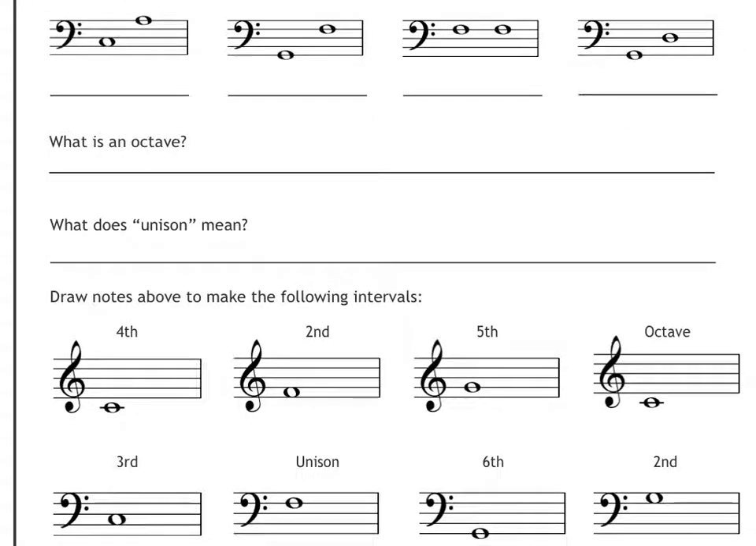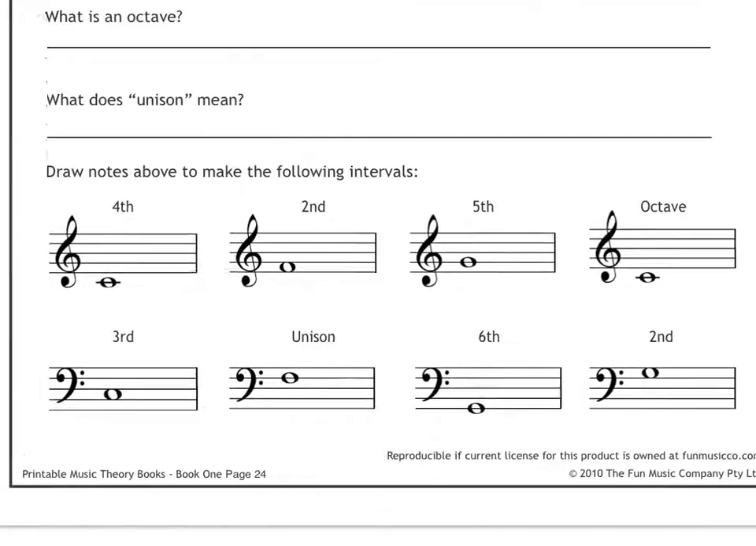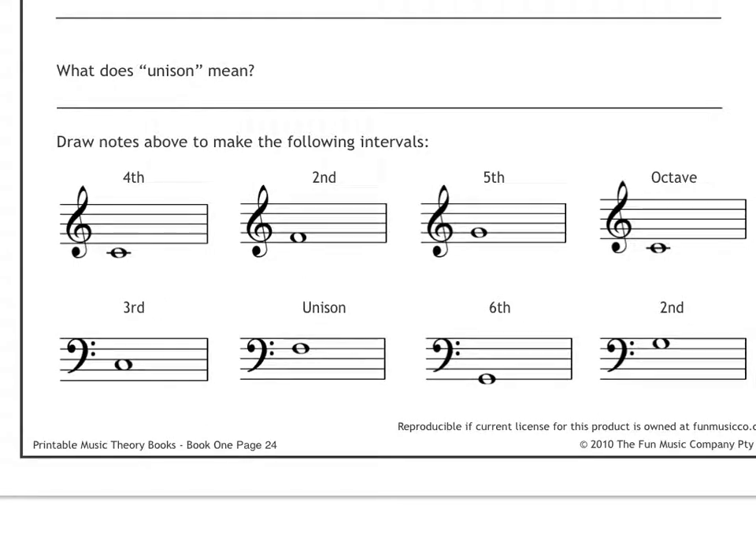The question, what is an octave? Well, I just explained it to you a few seconds ago. And what does the word unison mean? I explained that at the beginning of the video as well, so you can zip back and find that definition. It asks you to draw notes above these given notes to make the following intervals. So here you are given the note C, and you are asked to write the distance of a fourth above that C. Here you have an F, write a second above that F. Draw the interval of a fifth above the D, above the G.